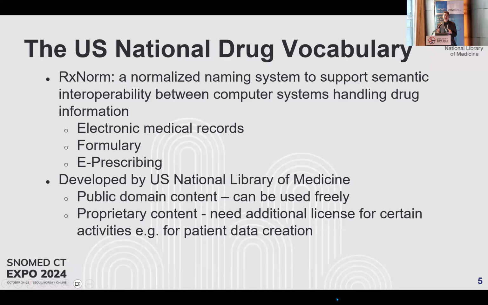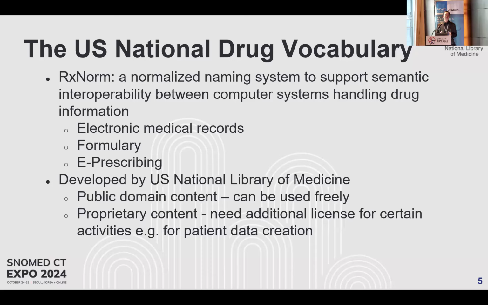So the formulary is another use case. And then of course for e-prescribing, we need a way to transmit knowledge, information about drugs, from the prescriber to pharmacies and so on. And the RxNorm is developed by the US National Library of Medicine.